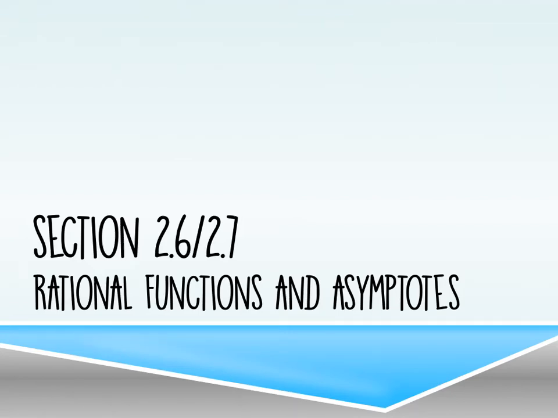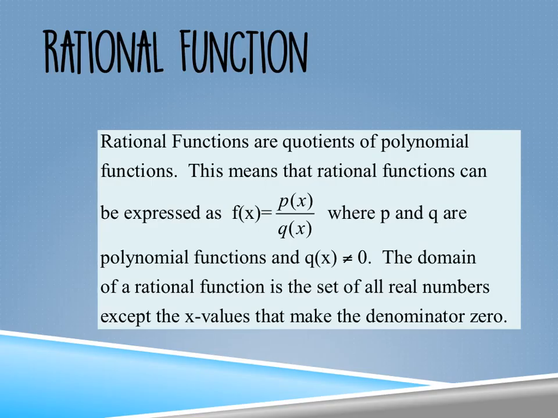All right, so like I said, 2.6 and 2.7 I'm going to blend into one note. These are called rational functions and asymptotes. So in 2.6 we're going to learn how to graph functions that have vertical and horizontal asymptotes. And then in 2.7 we add on slant asymptotes.